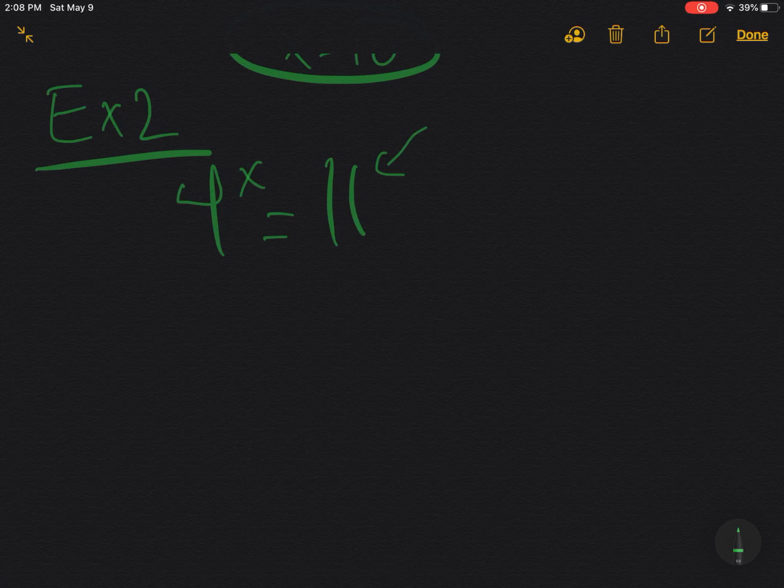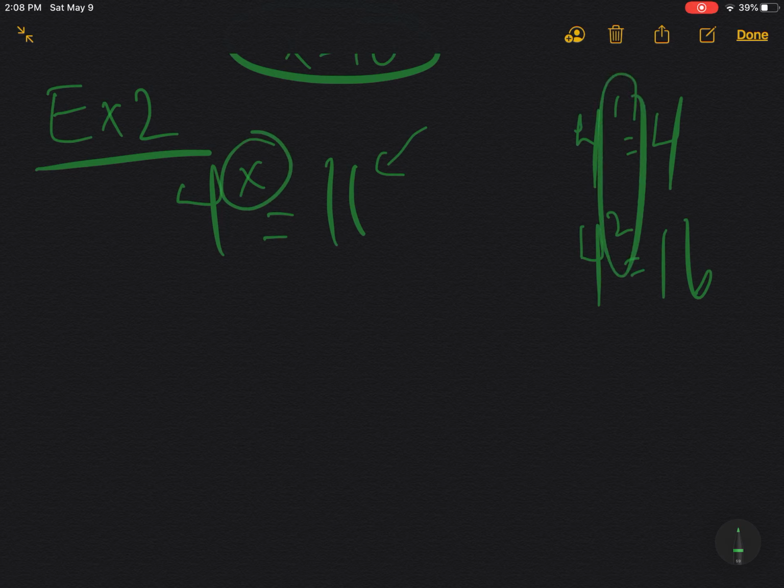Now you can estimate, as we did in the previous lesson. So for example, you know that 4 to the first power equals 4. You know that 4 to the second power equals 16. So this x has to be a number in between 1 and 2. Probably a little closer to 2, right? Since 11 is closer to 16. But we need to know the exact value.